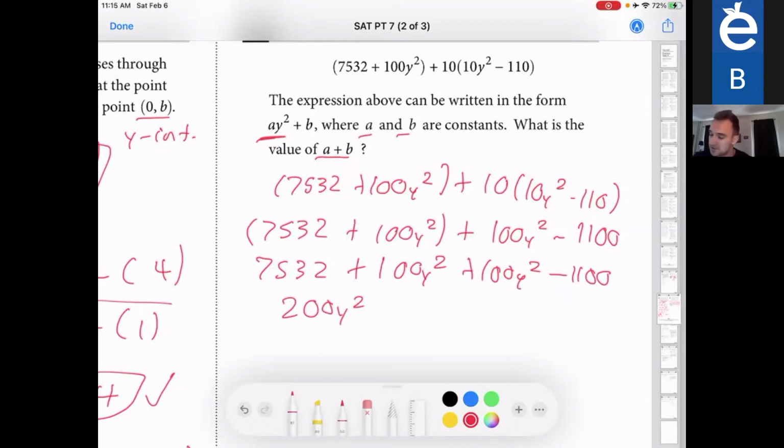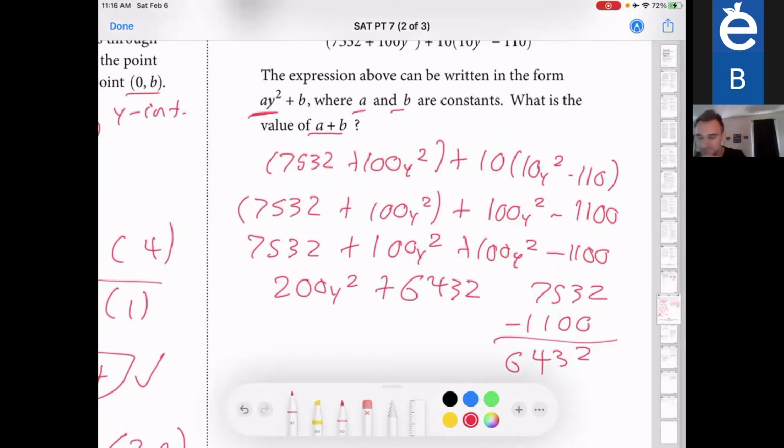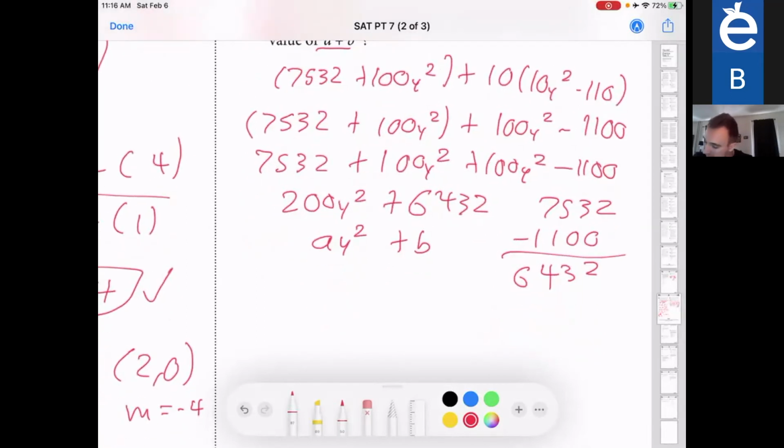I have some constant, some value, some coefficient in front of my y squared term and my y squared. And then I need to simplify those other 2, 7,532 minus 1,100, just doing this written out. 6,432, right? That's going to be positive, so plus 6,432. If I see, this fits, right, the perfect form of this ay squared plus b. Right? In this case, a will just be represented by that 200, and b is represented by that value.